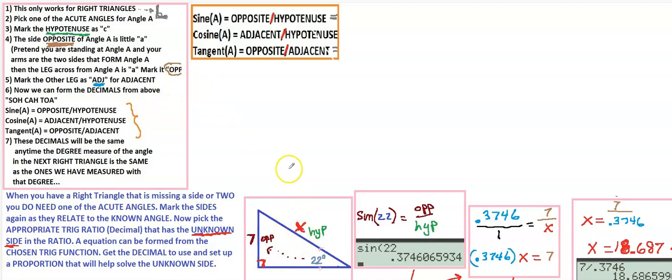So we now have to go to the three trig functions and pick out the one that involves opposite and hypotenuse, and you'll notice that's the sine. Okay, so I'm going to say the sine of 22 would be opposite over hypotenuse.